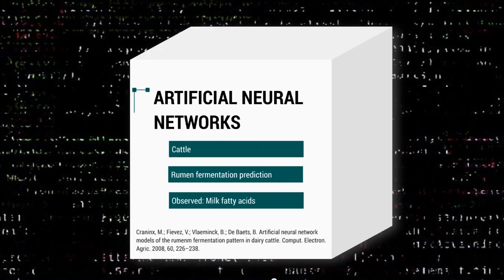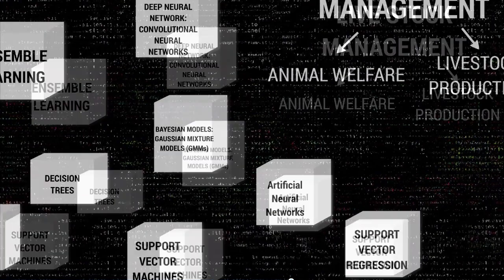In this study, the rumen fermentation pattern is being predicted based on the meal fatty acids, which can be used to design diets for meal production. Artificial neural network models are used, and from the observation of fatty acids in the milk, we can predict the volatile fatty acid molar proportions in cattle's rumen.